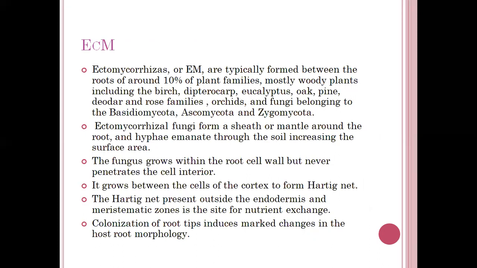The ectomycorrhizal fungi form a sheath, or a covering, or you can say a mantle, around the root, and the hyphae emanate through the soil, increasing the surface area. The fungus grows within the root cell wall, but they never penetrate the cell interior. The fungus will never enter the cells. It grows between the cells of the cortex to form the Hartig net.